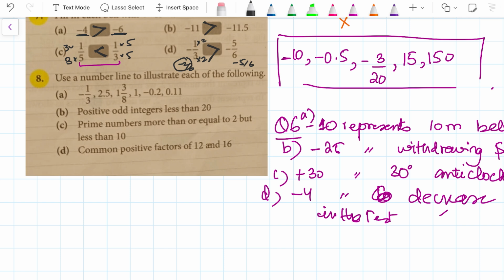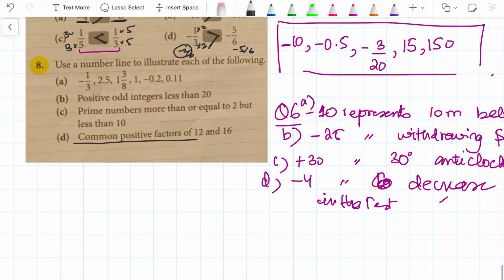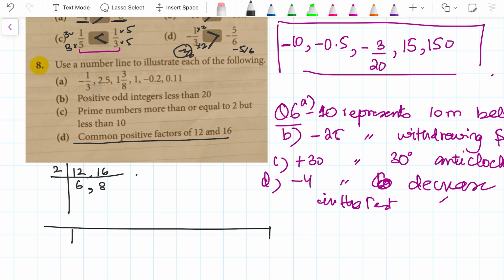Alright. Common positive factors of 12 and 16. So 12 and 16, let's take the HCF. 2 times 6, 2 times 8. 3 times, no, we can't divide by 3. 2 times 3 and 2 times 4. So you can say 2 is a factor, 1 is a factor, 4 is a factor. And these are the only common. Common means which divides both the numbers. So we have a 0 here, 1 and a 4. I'm doing relative plotting.